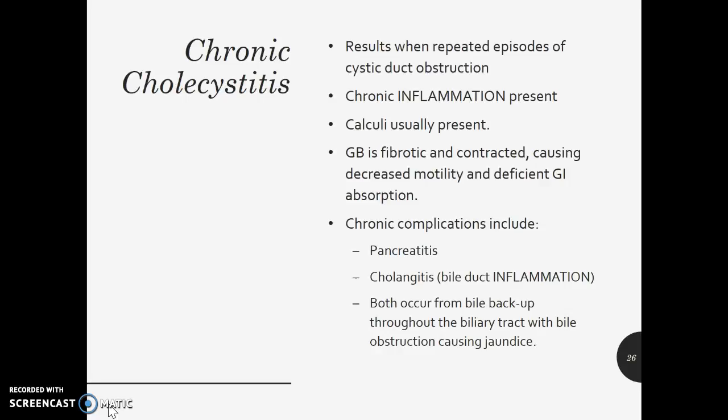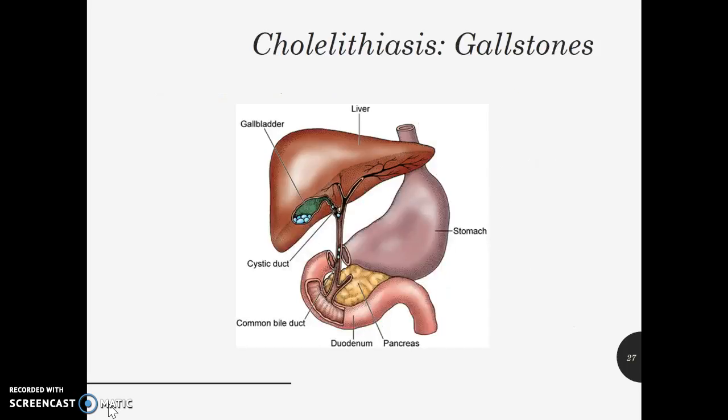These are some of the typical complications that can come from cholecystitis. You can develop pancreatitis. You can get cholangitis, which is bile duct inflammation, or you may get both occurring from a backup throughout the whole biliary tract. And with that type of bile obstruction, you would see jaundice as a usual case.